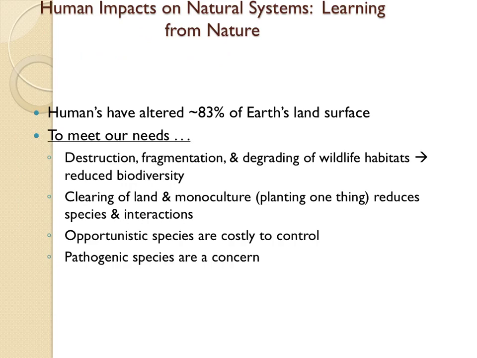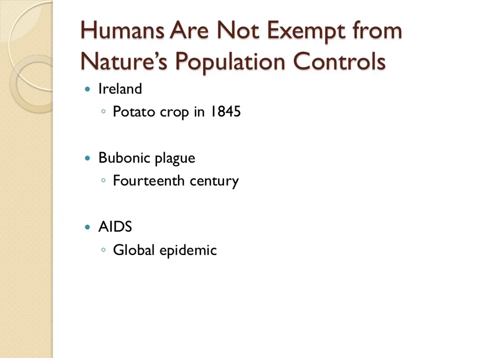Opportunistic species are costly to control, which was talked about during our pesticide unit. And pathogenic species are a real concern. It's really what's probably going to wipe the human population out: this tiny little bacteria, the tiny little virus. That's what's going to get us. We're not exempt from nature's population control at all.